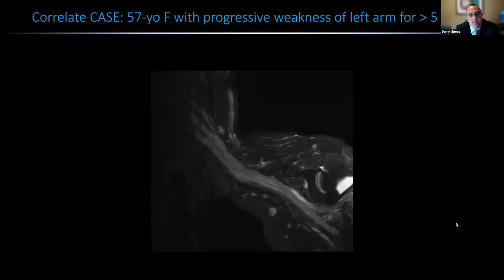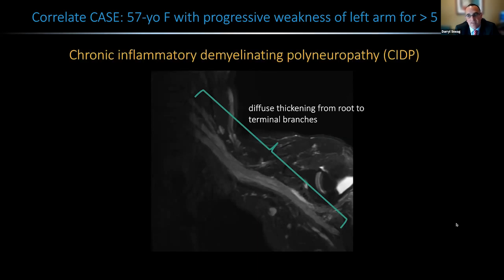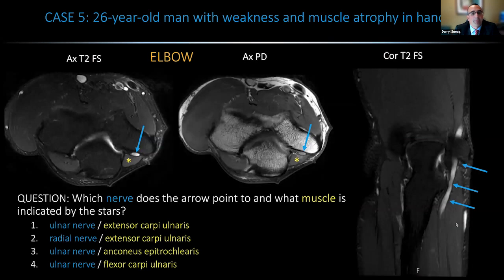So this correlate case is a 57-year-old woman with progressive weakness of the left arm for 5 years. This is a MIP, or maximal intensity projection image, and this shows diffuse thickening from the roots to the terminal branches, indeed in a patient with CIDP. Unfortunately, I don't have enough time to really delve deeply into each of these topics, but I hopefully just give you a flavor for the types of peripheral nerve cases we image on a day-to-day basis.